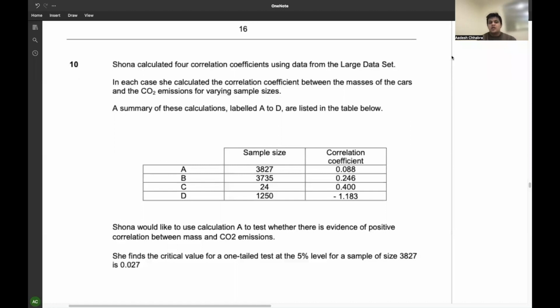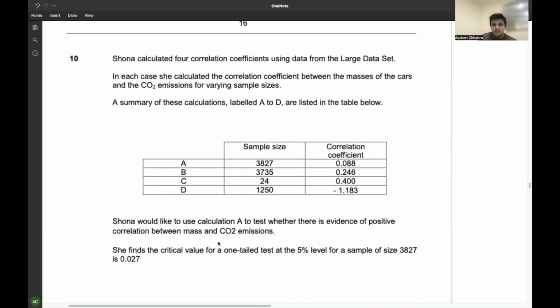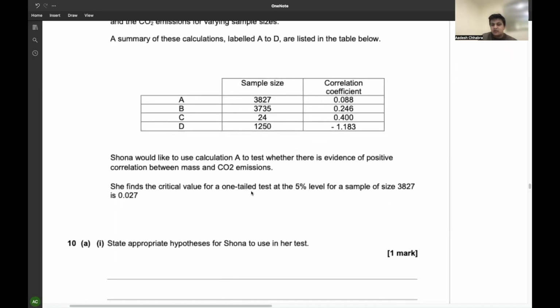So in question 10, Shona calculated 4 correlation coefficients using data from the large data set. In each case, she calculated the correlation coefficient between the masses of the cars and the CO2 emissions for varying sample sizes. Now, a summary of these calculations labeled A to D are listed in the table below. This is what's been given. Shona would like to use calculation A to test whether there is evidence of positive correlation between mass and CO2 emissions. She finds a critical value for a one-tailed test at the 5% level for a sample of size 3827 is 0.27.